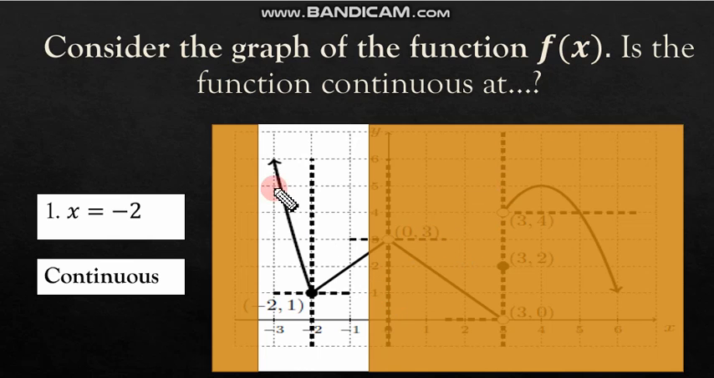You can prove that by tracing the graph of the function from the left of x is equal to negative 2 to the right of x is equal to negative 2. And there, it is smooth, there is no interruption, we are not forced to lift our pen. Therefore, at x is equal to negative 2, the function is continuous.